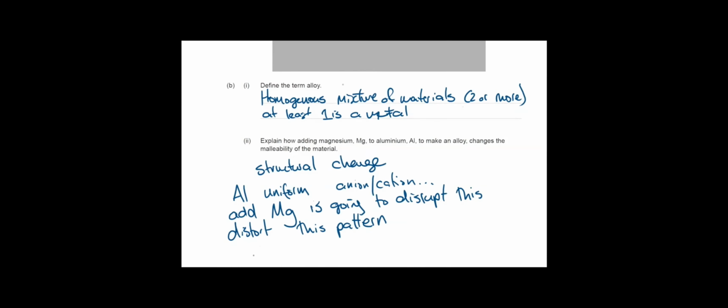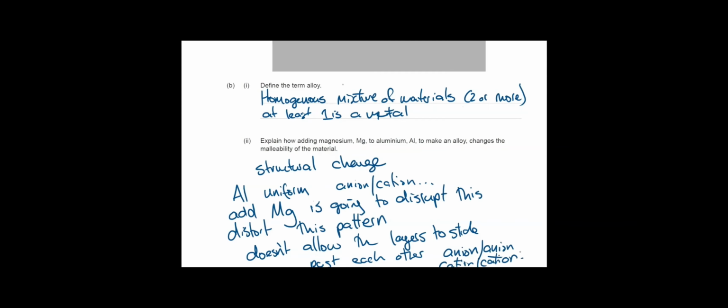Well, it doesn't allow the layers to slide past each other, because now instead of anion cation, sometimes when they try to slide past each other, you're going to have anion with an anion, or cation with a cation, and it'll be like dogs and cats living together. It will be absolute chaos, and it's not going to slide past each other, and it's going to be resistant to deformation, which by definition means it's going to be less malleable.